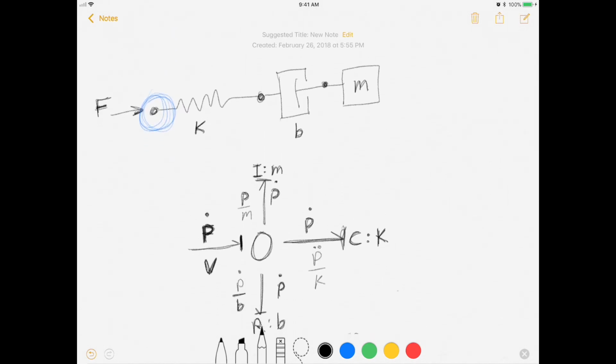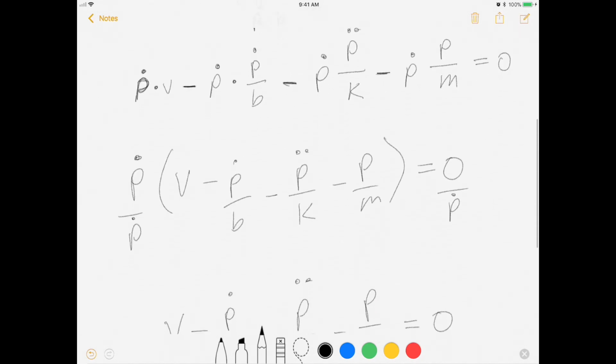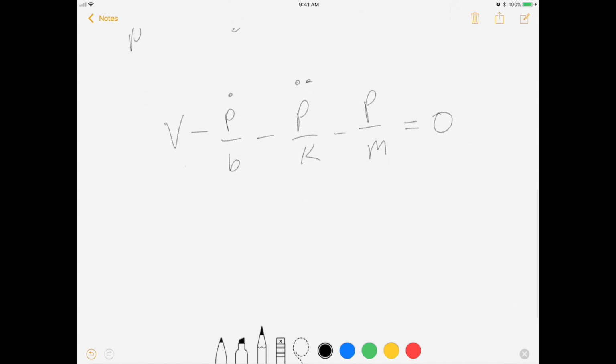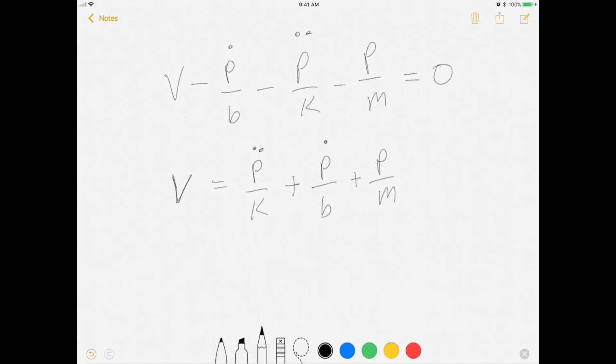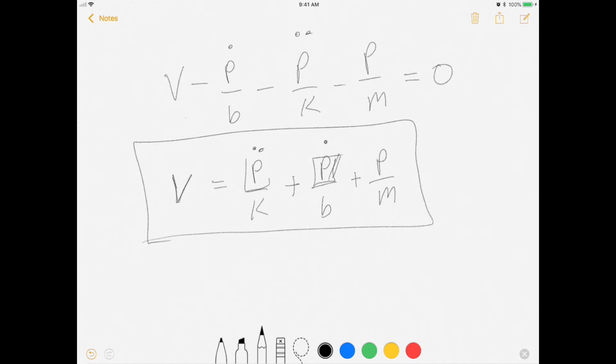This is a representation of the dynamic system, and when I want to solve for the velocity at this junction right here, that's highlighted in blue, I subtract everything out over the other side, and I get V is equal to P double dot over K plus P dot over B plus P over M. And this is a second-order linear differential equation that can be solved for P double dot, which is impulse, P dot, which is force, and P, which is momentum.